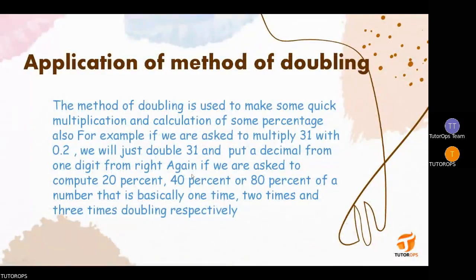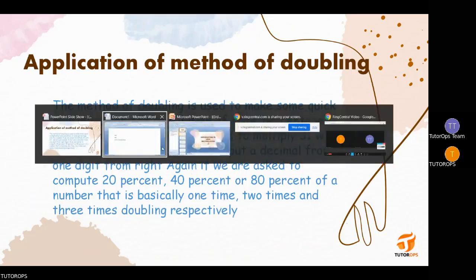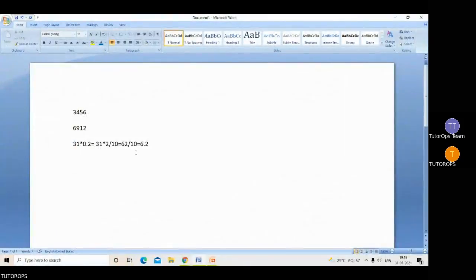Now, the doubling method is also used to compute some percentages. For example, if we are asked to compute 20%, 40%, or 80% of a number, that is basically 1 time, 2 times, and 3 times doubling respectively. Now I am showing you the example. Say you are asked to compute 20% of 120.